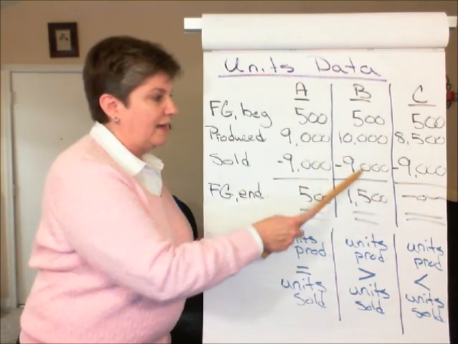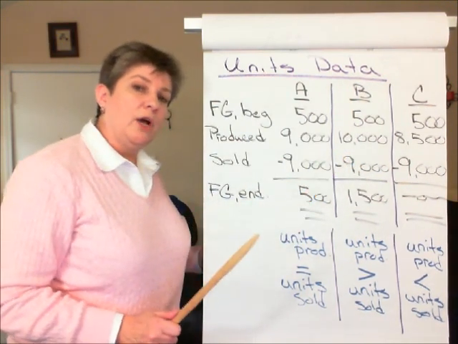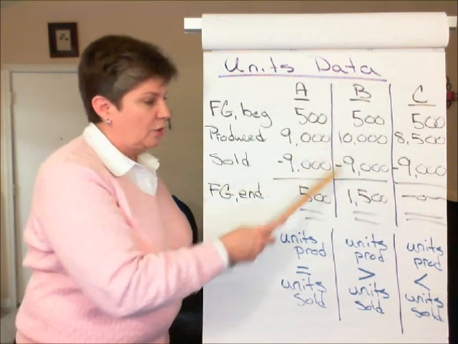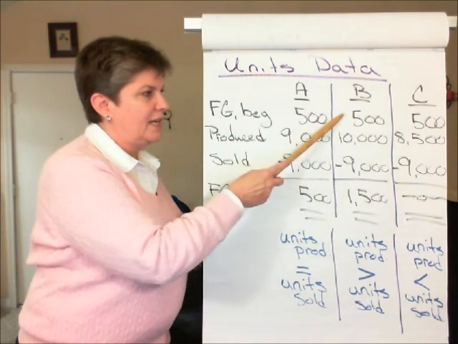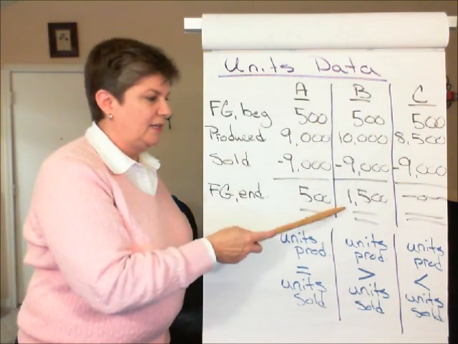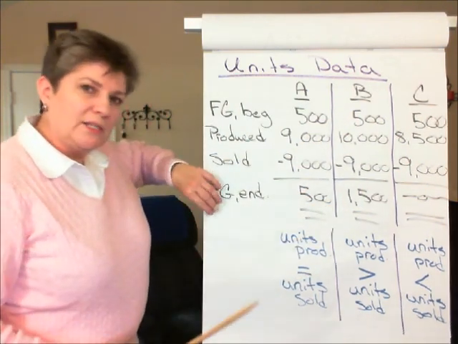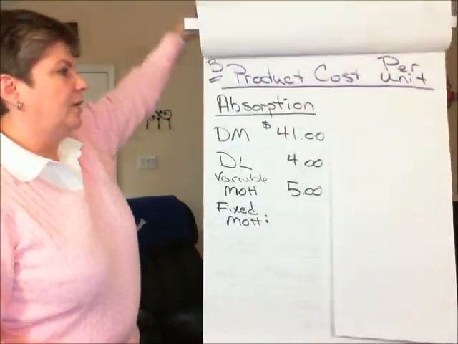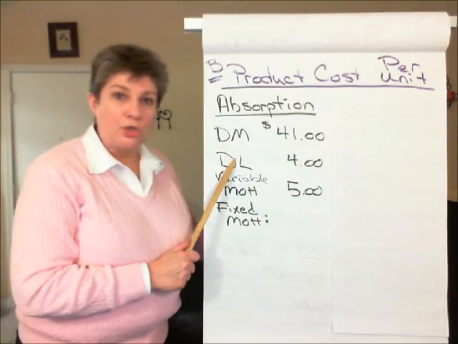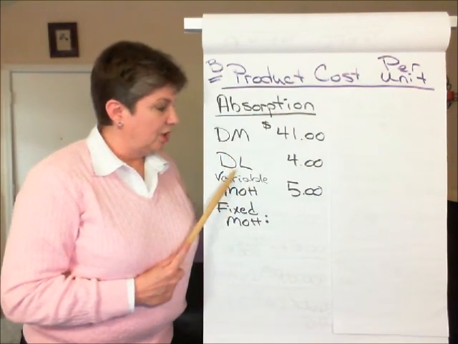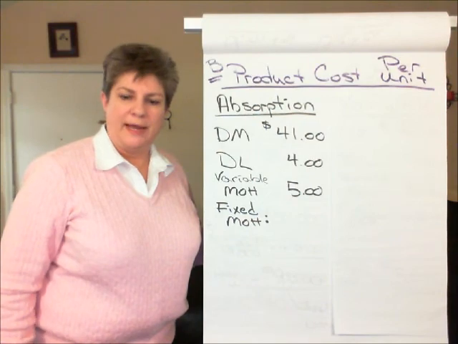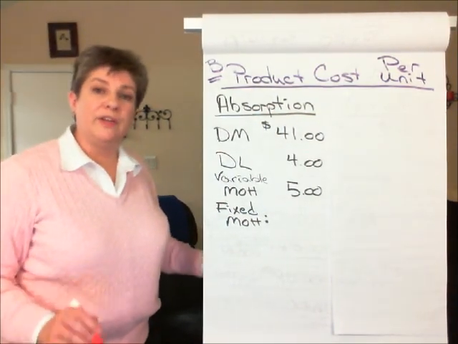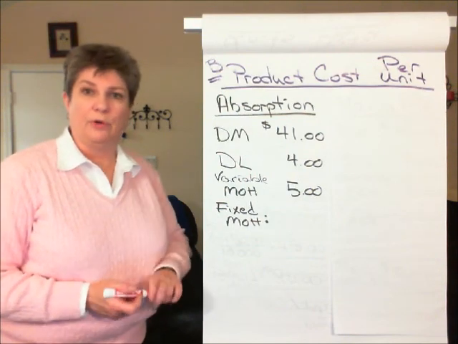We sold 9,000 units, but in scenario B we produced 10,000 units, resulting in an increase in inventory from the beginning to the end of the period. Now let's look at how that difference impacts our product cost per unit. Now, no change in materials, no change in labor or variable overhead. The difference in the two is going to appear in our fixed manufacturing overhead per unit.